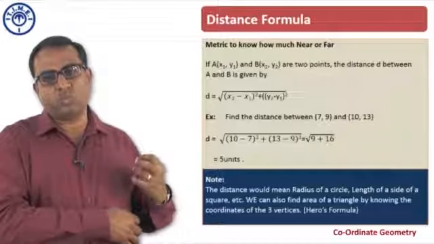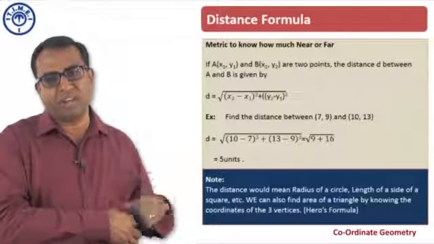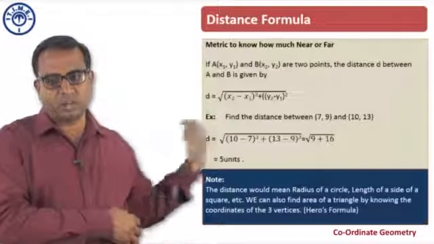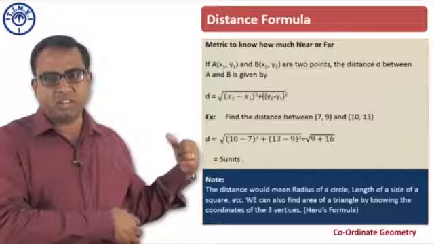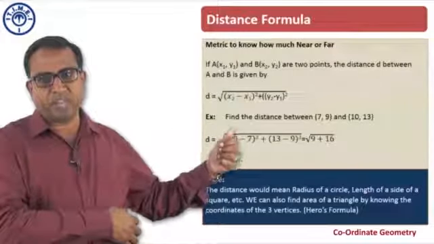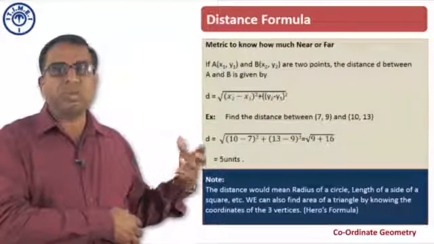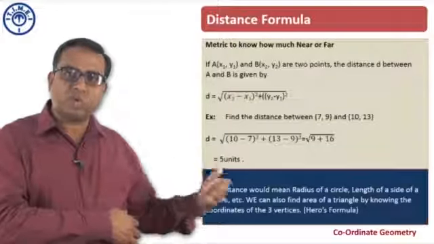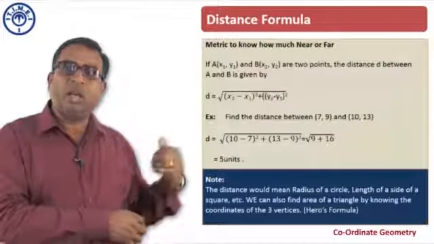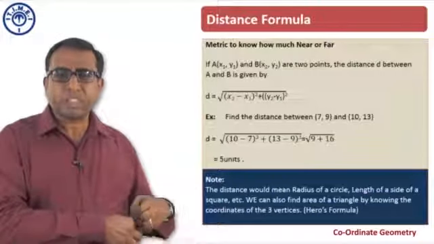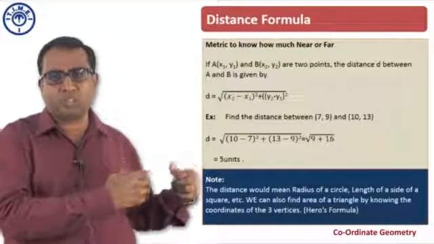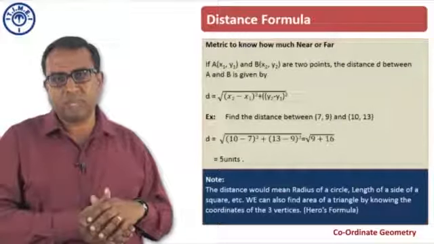So we just have to plug these numbers into the formula: (x2 minus x1) the square, so you have (10 minus 7) the square plus (13 minus 9) the square. 10 minus 7 is 3, so 3 square plus 4 square is 9 plus 16, which is 25. The square root of 25 is 5. This means the distance between the 2 points is 5 units.